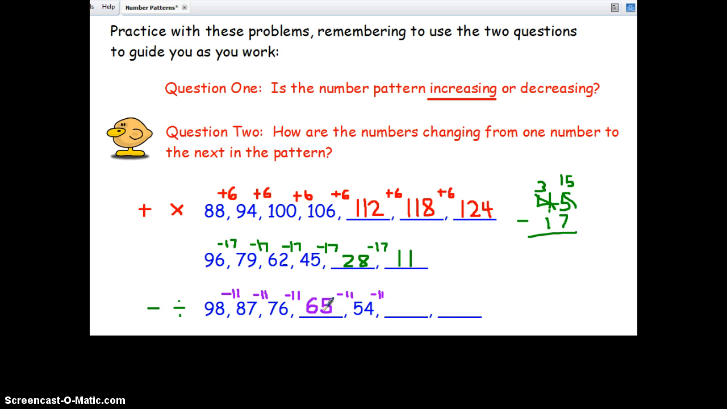If you have 65 and you subtract 11, yep, that gets me to 54. So I know I'm good here. So that means that, yep, my problem has the rule of subtract 11. So now I'm going to keep going and finish out these last two. 54 minus 11 should get me to, if you said 43, you're correct.